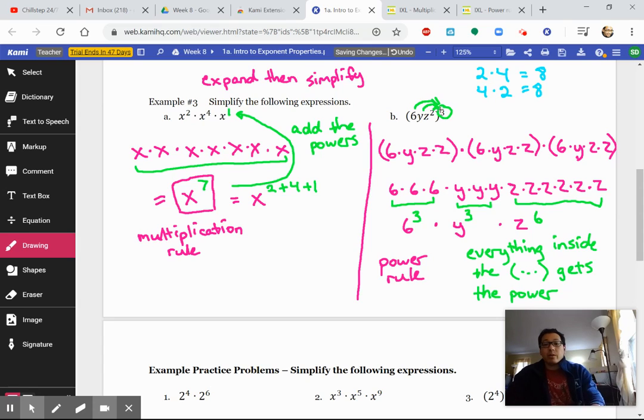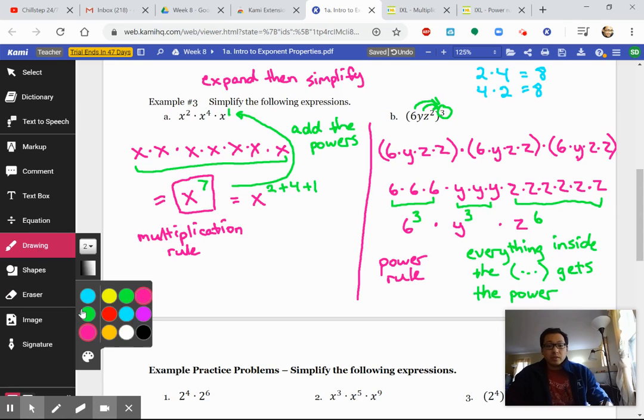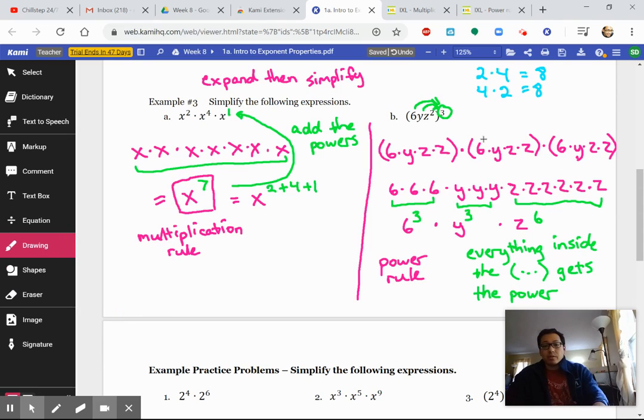Everything in here got that power of 3. 6 got the power of 3, y got the power of 3, and then z to the 2 also got a power of 3. And this is another part of this: with a power to another power, we multiply the powers. I'll do another example of that down below. But we multiply the powers here.